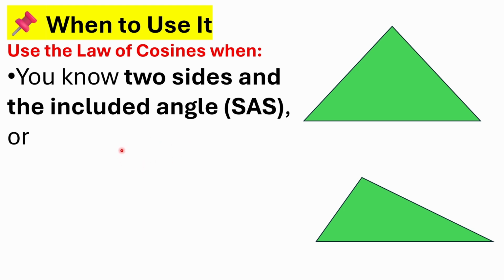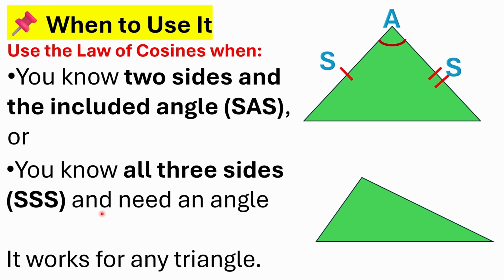We use the law of cosines if we know two sides and the included angle, or what we call SAS, side, angle, side. And we also use the law of cosines when you know all three sides of a triangle, or SSS, side, side, side. Again, if three sides are given, then we can use the law of cosines.